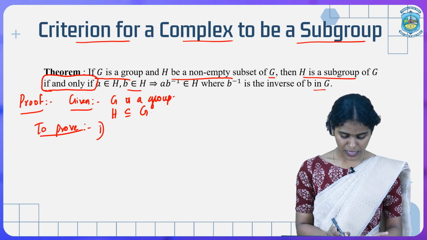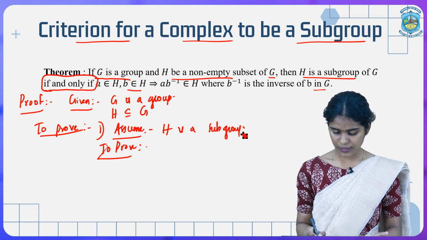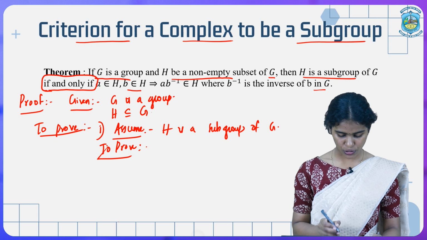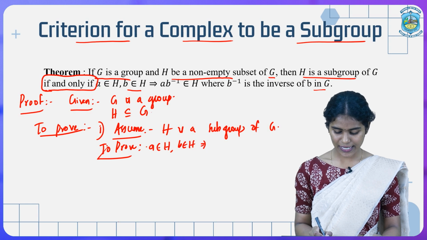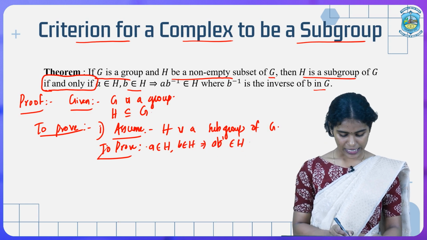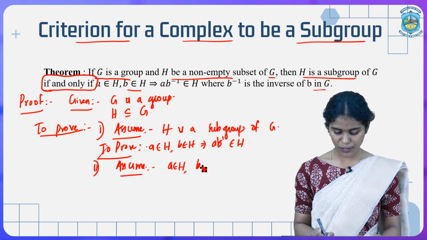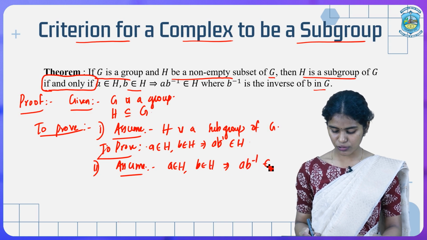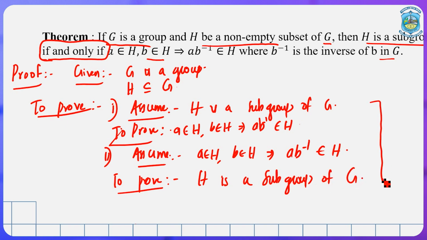So, in the first part we are supposed to prove that if H is a subgroup of G, this is the condition that we are supposed to assume, and we are supposed to prove that A belongs to H, B belongs to H implies AB inverse belongs to H. In the second part, we are supposed to assume that A belongs to H, B belongs to H implies AB inverse belongs to H, and we are supposed to prove that H is a subgroup of G. So, this is the entire thing which we are supposed to prove. First, we will start with the first part.